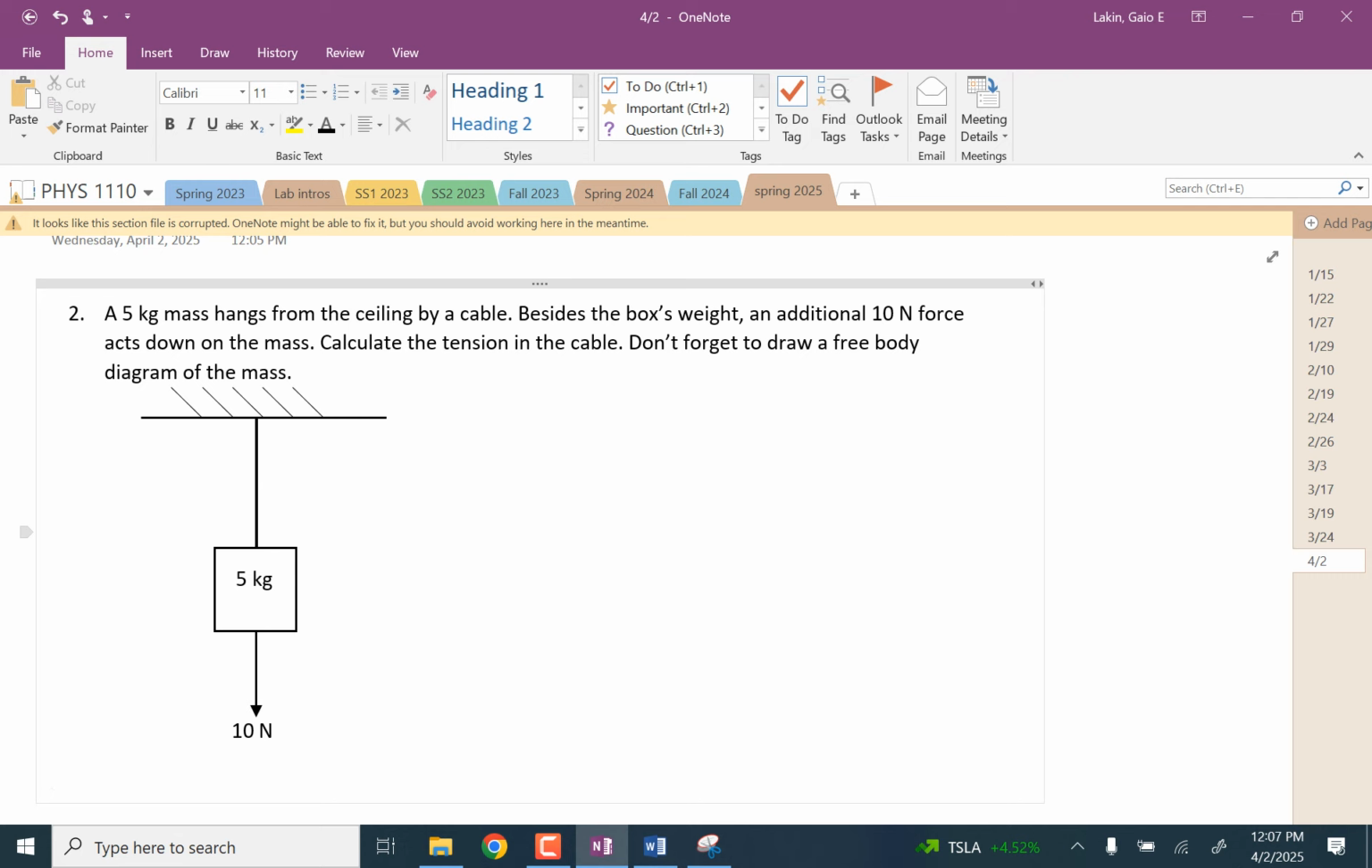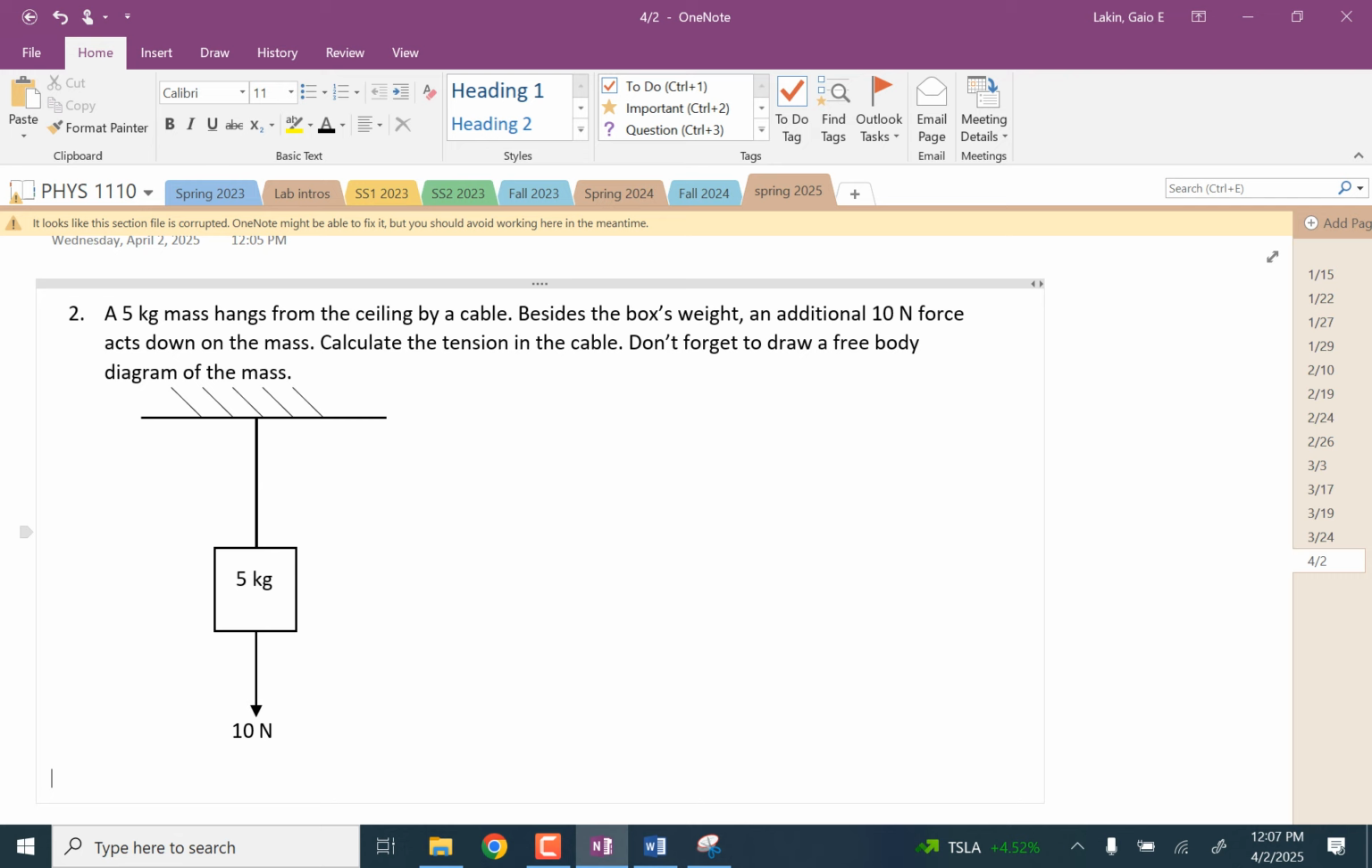So I guess the one thing about this one is you have to recognize that the acceleration of this body is zero, because it's just hanging there. It can't go anywhere. Other than that, in a way that makes the problem easier because it's one less thing to calculate.